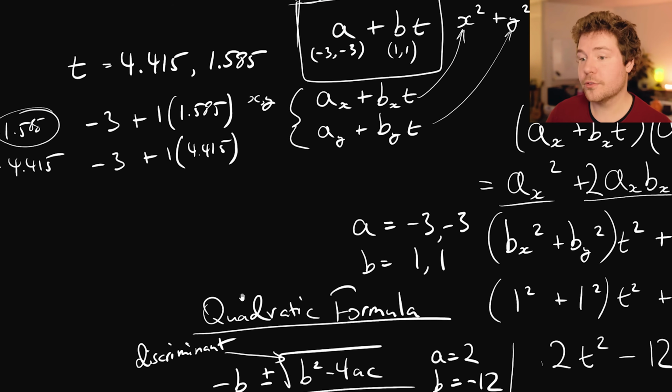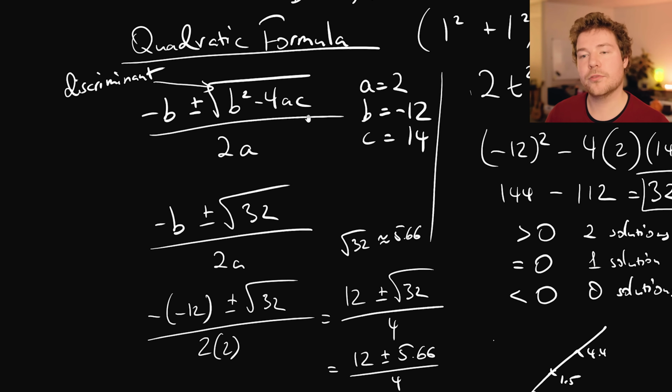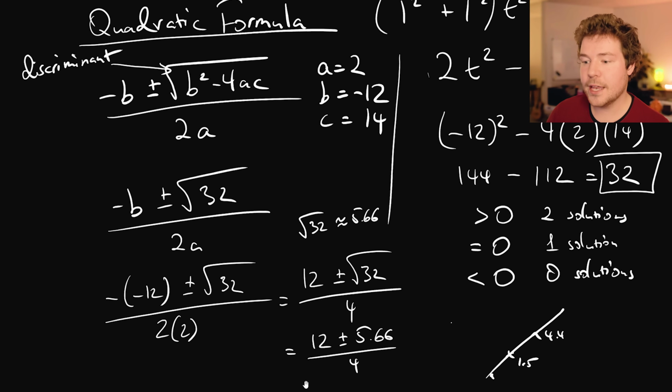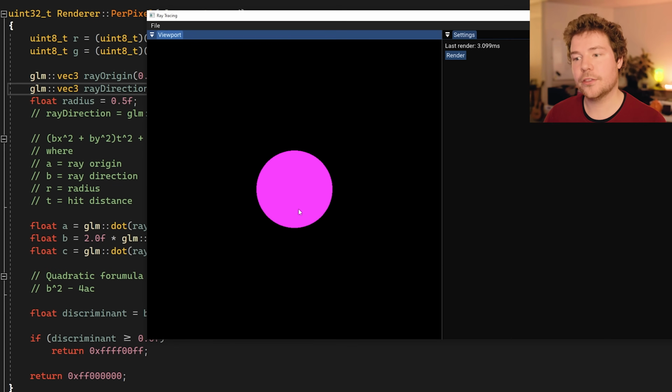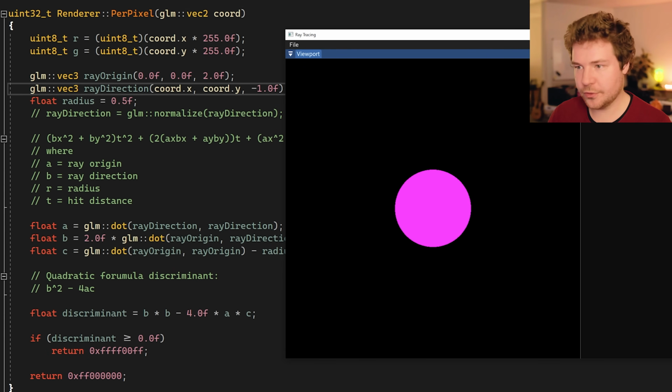So what I want you guys to do for homework is go in and see if you can solve the rest of the quadratic formula. Then you'll get the actual ray hit distances. See if you can work out the 3D coordinate of everything and maybe even figure out the normal of the sphere. And for bonus points, see if you can apply some shading to it to see that it is in fact in 3D.